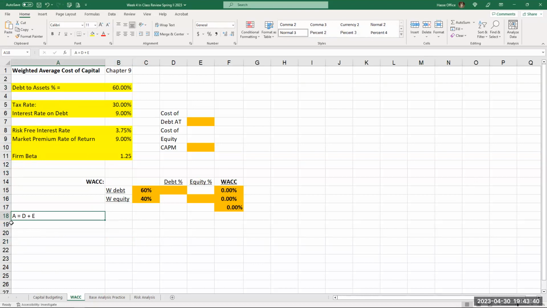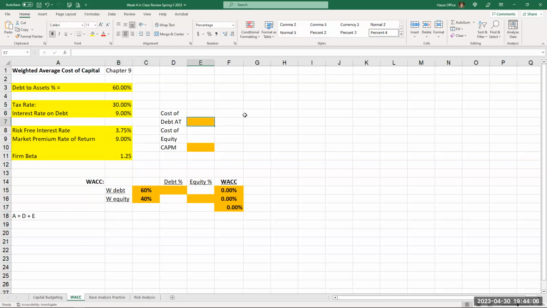Debt and equity have to equal assets. So that's why it has to be 100%. The next part is, what is our cost of debt after taxes? Remember, corporations get a tax shield off their interest expense due to the tax rate of the company. So in this example here, we're assuming that this 60% debt is costing a company 9% interest.